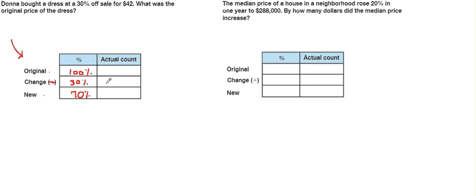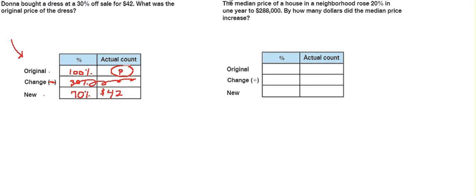And we know the sale price, the new price, is 42. See how we just ignore the row that we don't need. Original price. So we don't really need this row. We need this right here. I'll do P for price.